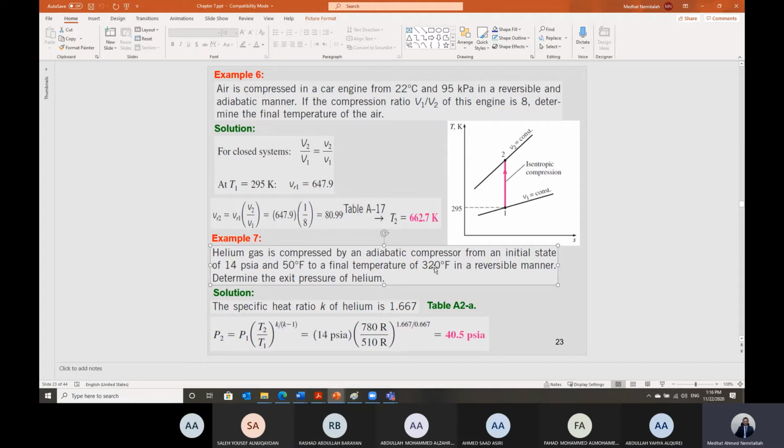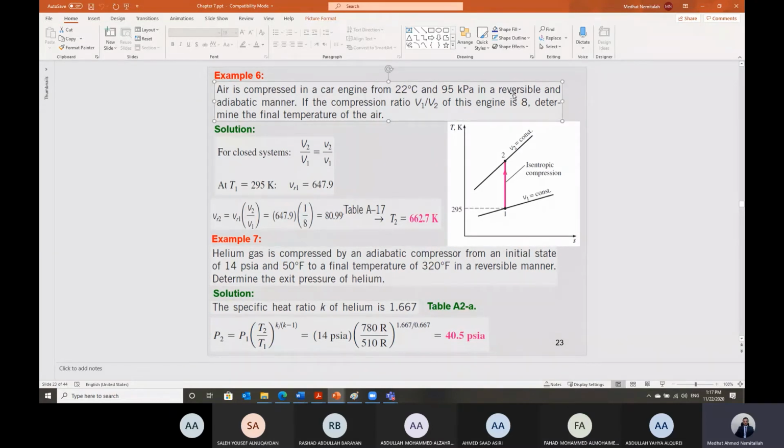To a final temperature of 320. So helium is compressed in a compressor from this pressure and temperature to a final temperature, in a reversible manner. What does reversible mean? It says adiabatic compressor, so heat transfer is 0. And reversible adiabatic means what? Isentropic. So delta S is equal to 0.